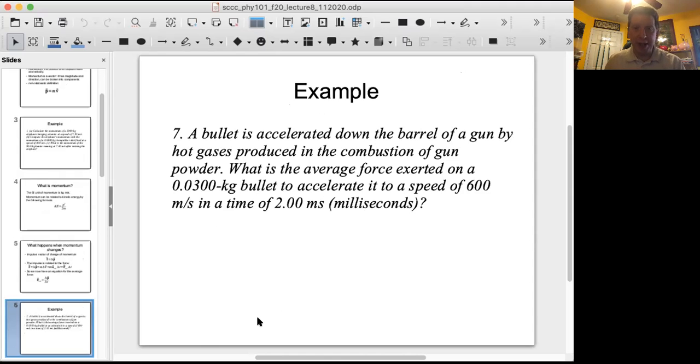So now we're going to move to another example. A bullet is accelerated down the barrel of a gun by hot gases produced in the combustion of gunpowder. What is the average force exerted on a 0.300 kilogram bullet to accelerate it to a speed of 600 meters per second in a time of 2.00 milliseconds? Let's set this up algebraically first, and then we'll go back and get the numbers.